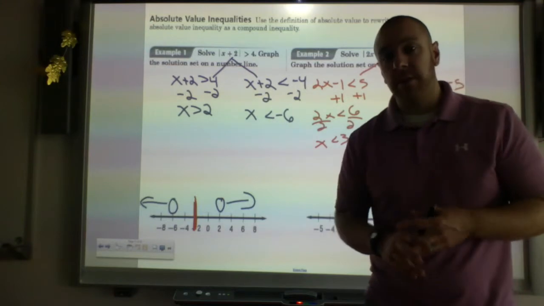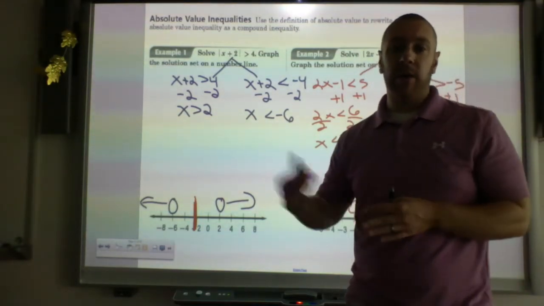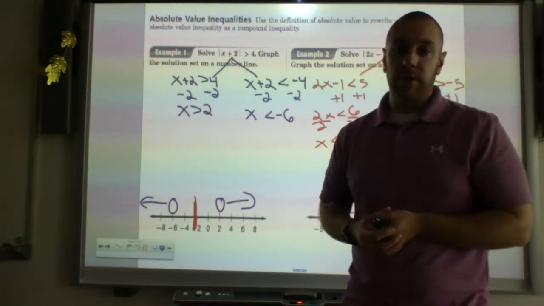So please complete the rest of these practice problems. Again, there'll be a mix of equations and inequalities using absolute value. And when you're ready, take the learning goal quiz. Thank you.